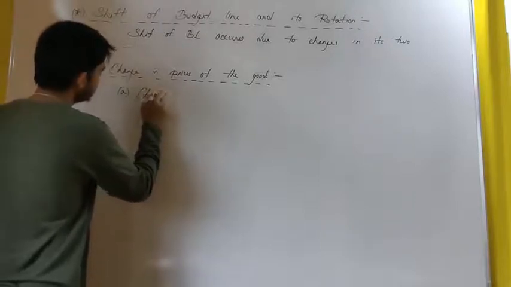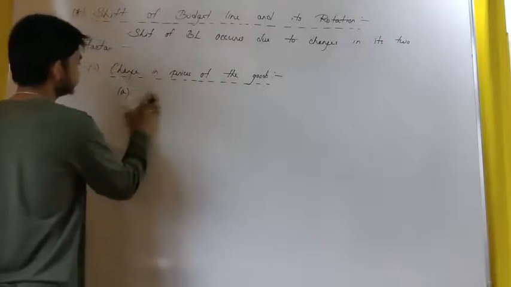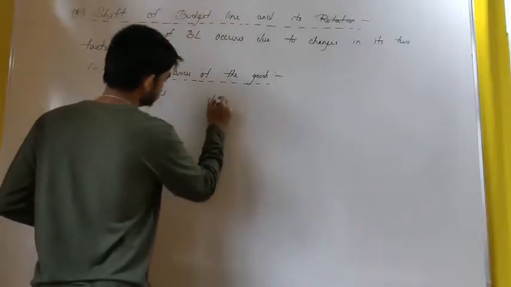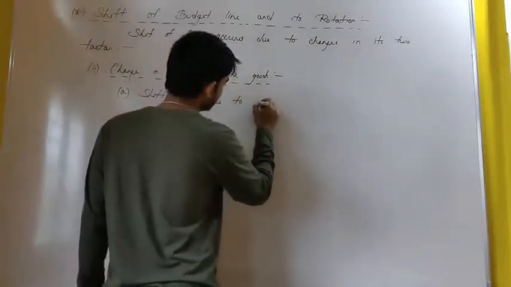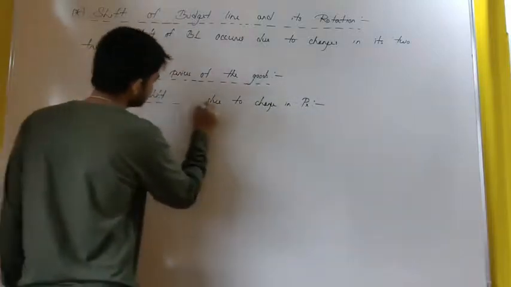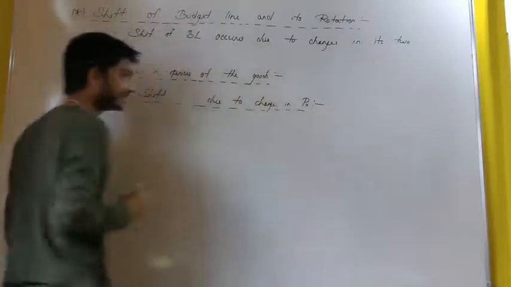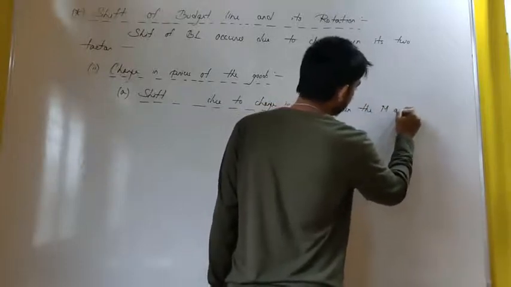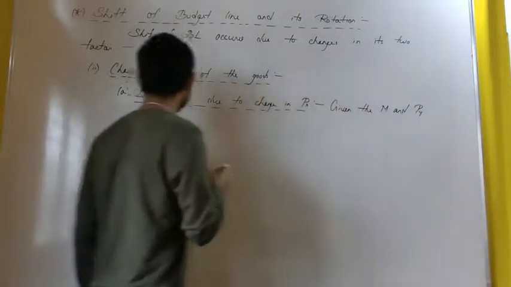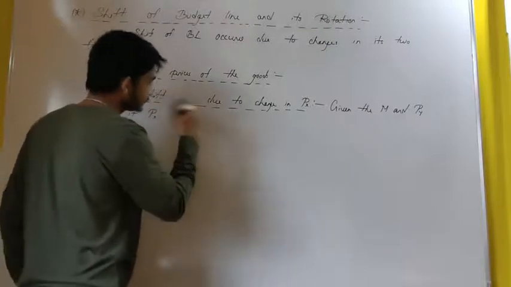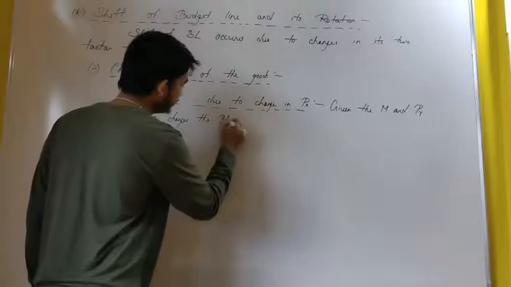shift due to change in PX, price of good X. I'm just writing the shortcut PX, you can write it in full, price of good X. So given the income of the consumer and the price of good Y, if PX changes, the BL will change accordingly.